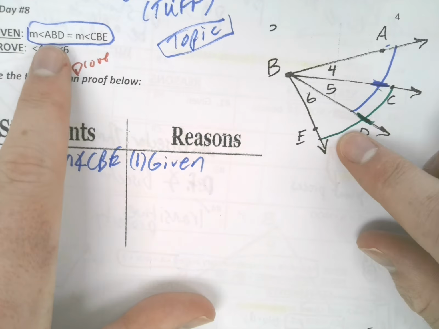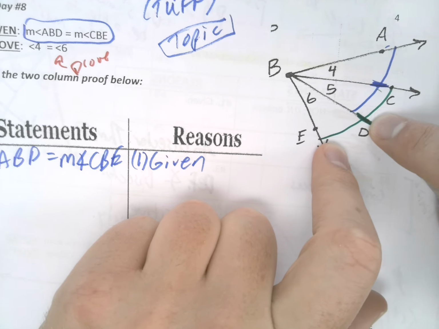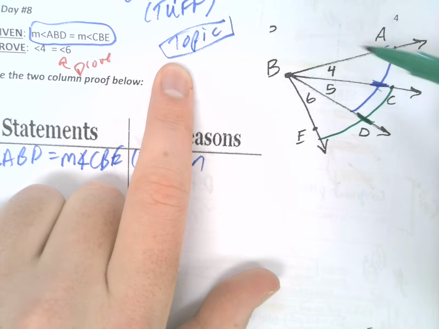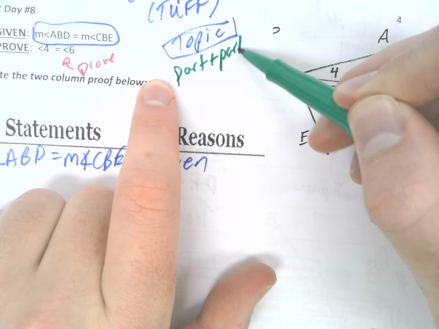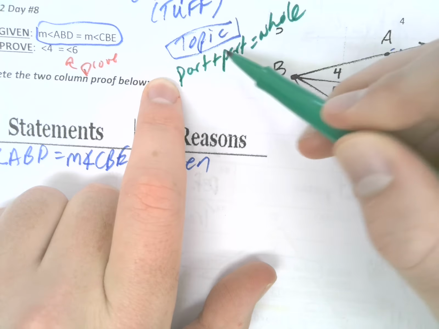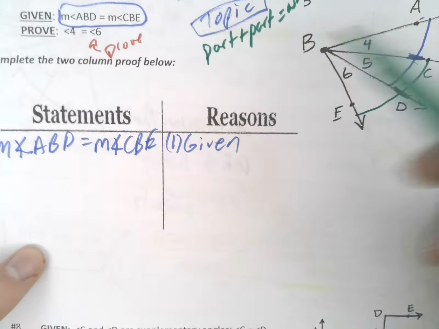So this is really, if it's an angle and an angle, and we're saying we've got parts, what's the first thing that we think of for our topic? I'm thinking part plus part equals whole. That's exactly what I'm thinking. And if you notice, we have 2 of these here. We can say that, let's start with ABD.